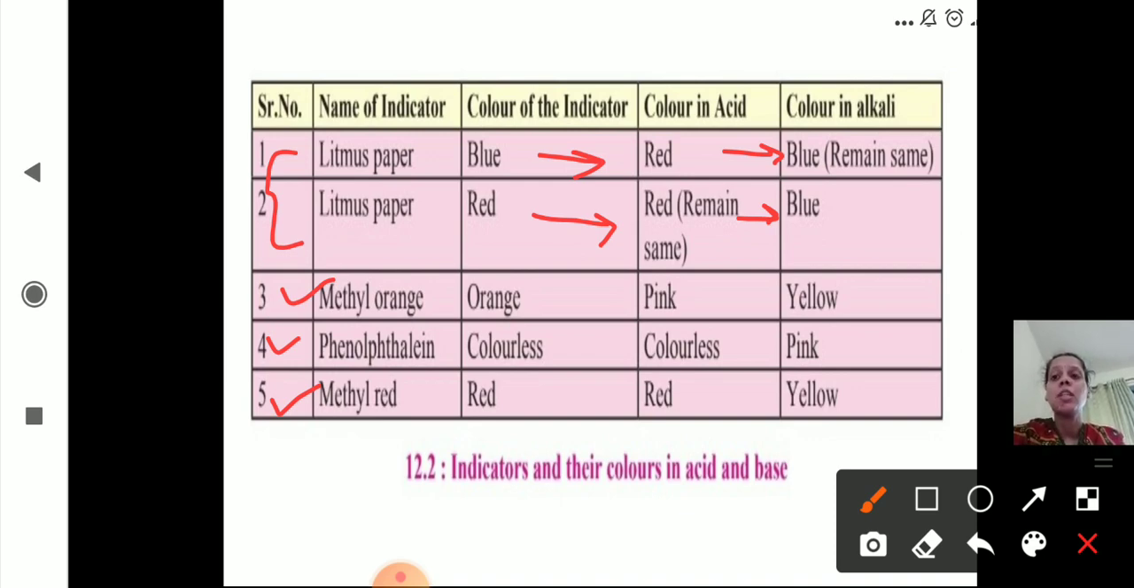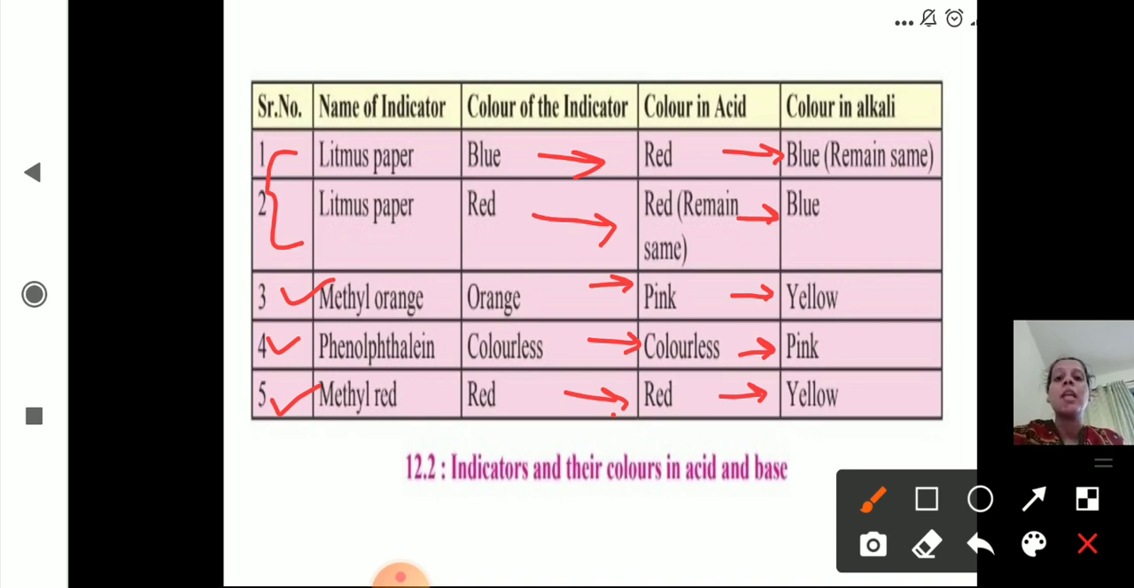Now the next one, methyl orange. The color of the indicator is orange. When it comes in contact with acids it turns pink, and when it comes in contact with alkali, that is bases, it turns yellow. Phenolphthalein is colorless in acidic solution, and it changes from colorless to pink in bases. And the last one, methyl red: the color of the indicator is red, in the acidic solution it remains red, and in the bases it turns yellow.